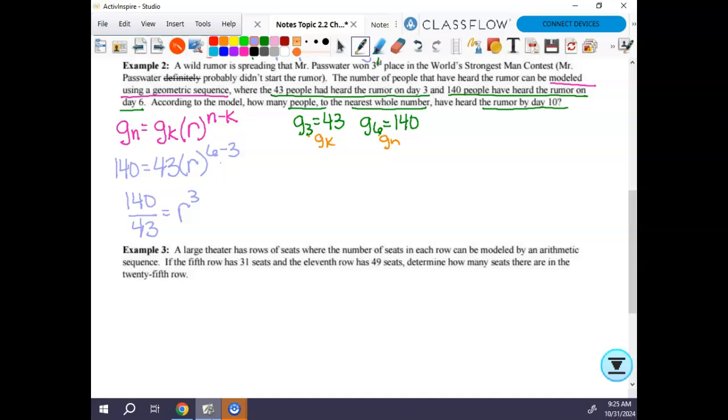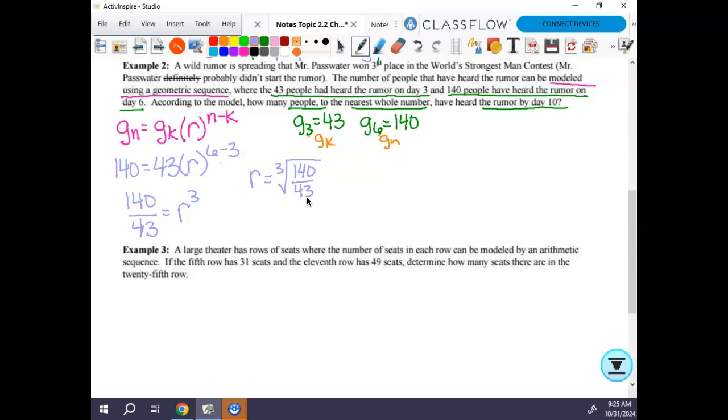All right, how do I undo a cube? Cube root. So that means that R is equal to the cube root of 140 over 43. And if 140 over 43 gives me a crazy decimal, the cube root's definitely going to give me a crazy decimal, right? So I definitely don't even have to type that thing in.